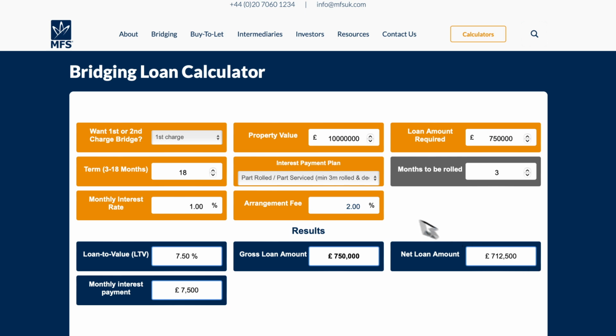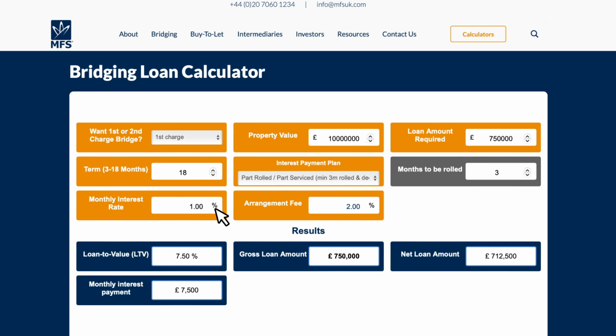First, you will need to specify whether you require a first or second charge bridge. Next is the term. The term is the period of time that you will have the loan for. Our minimum term length is 3 months, and the maximum is 18 months.